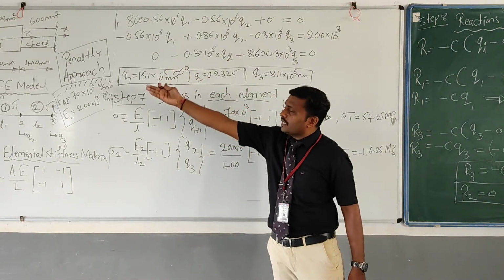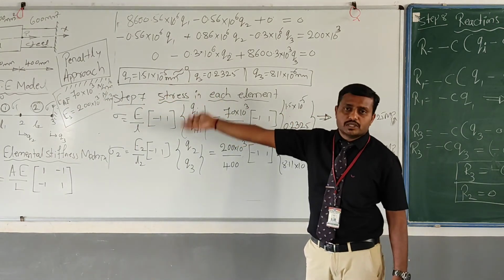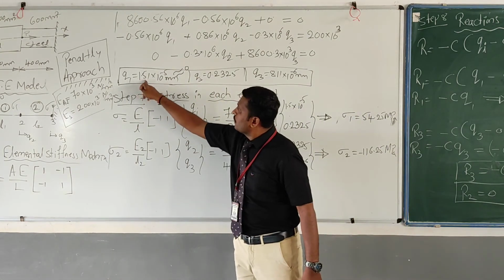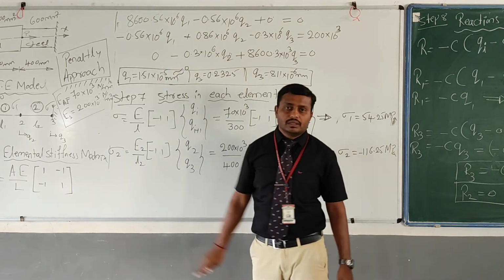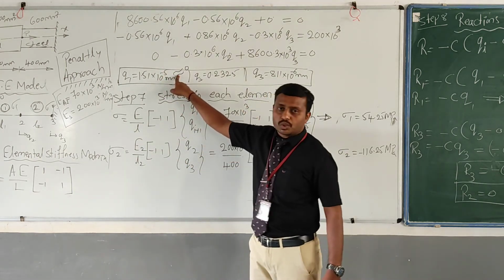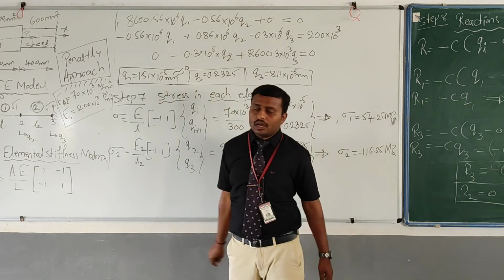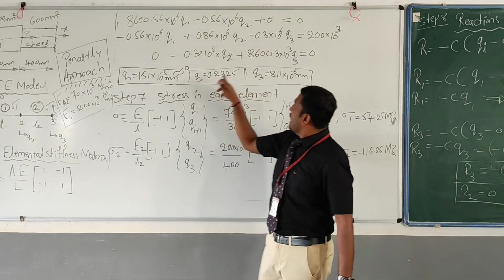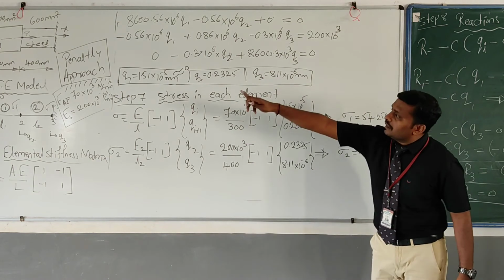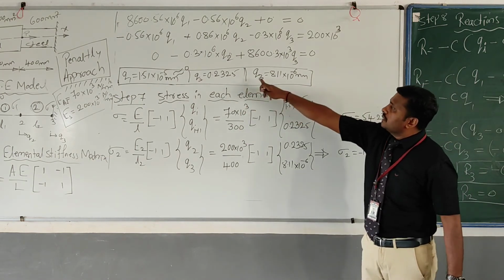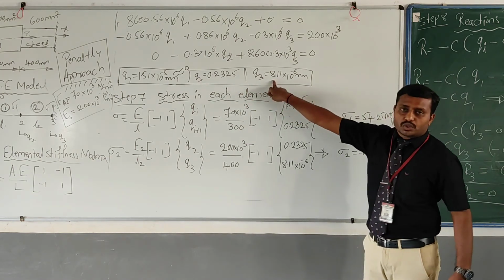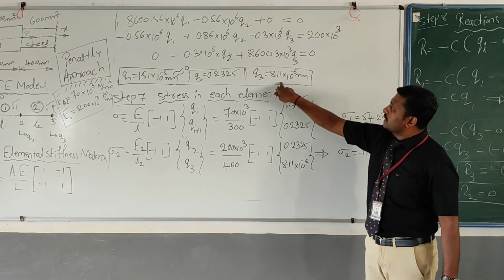See, one question arises here. Node 1 is fixed. It means the displacement has to be 0. But we are getting 1.5 into 10 to the power of -5. It is nothing but almost equal to 0. It is 0.0001, almost equal to 0. Similarly at node 3 also. Node 3 is also fixed. Here also Q3 is equal to 0, as we discussed. You can look at the value.